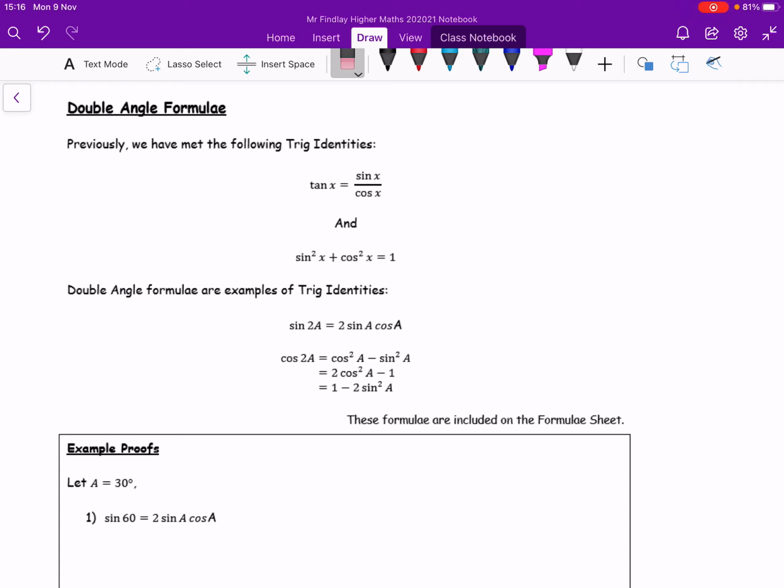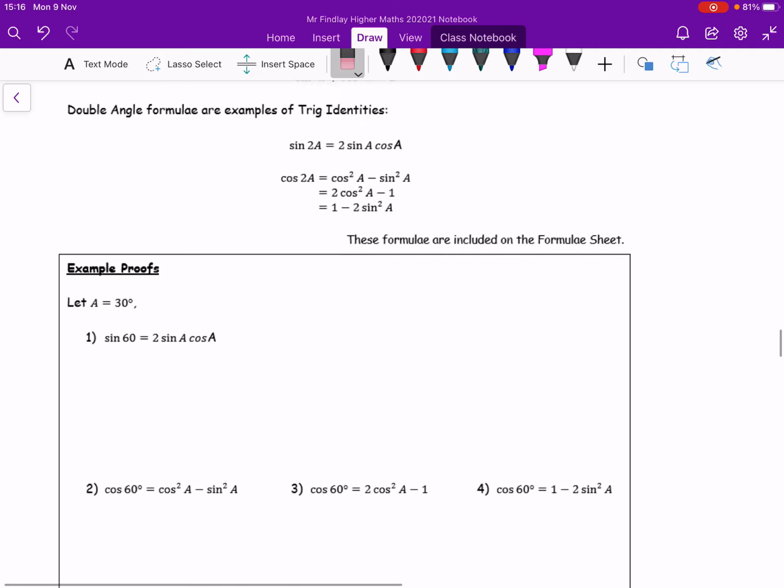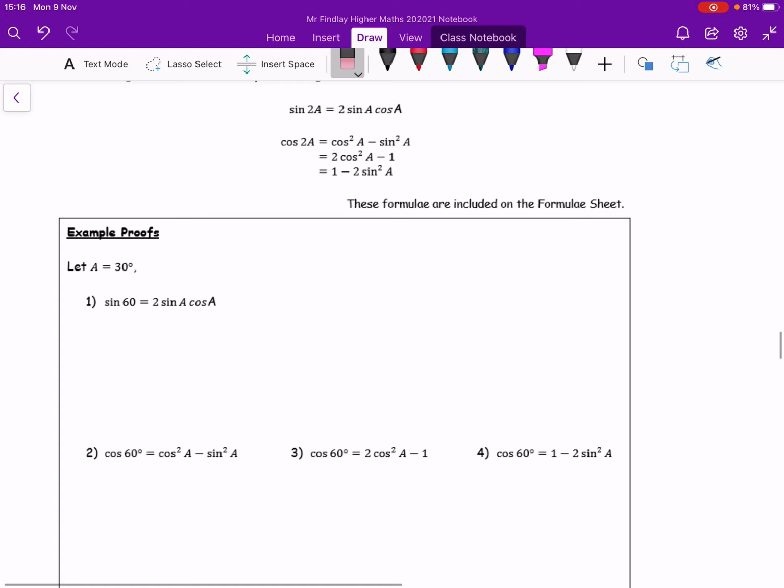Grade 5 pupils, looking at our double angle formula. Previously we've had trig identities within National 5 for tan x and sin squared x plus cos squared x. And now we're at the introduction of our double angle formula. For sin 2A, it's 2 sin A cos A, and for cos 2A we have 3 different formulas. These can be interchanged at times, or specific ones used.